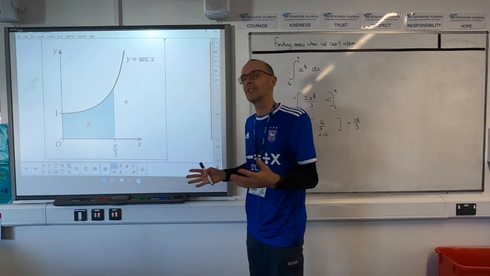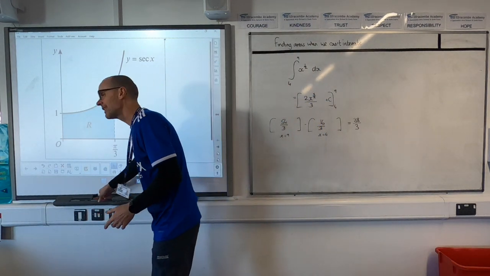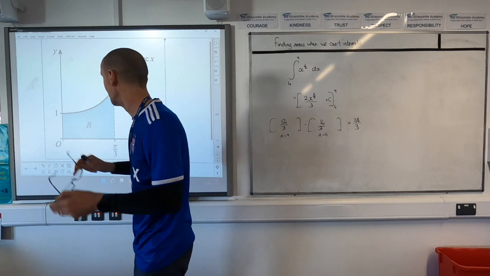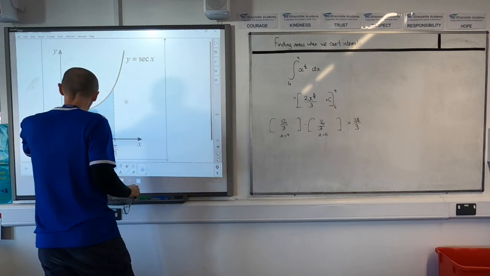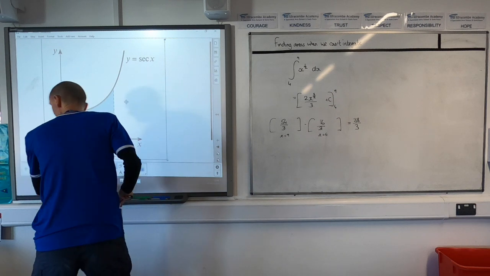Well, we know how to do it because we did it at GCSE when we wanted to work out the distance travelled from a velocity time graph. We split the area up into rectangles.